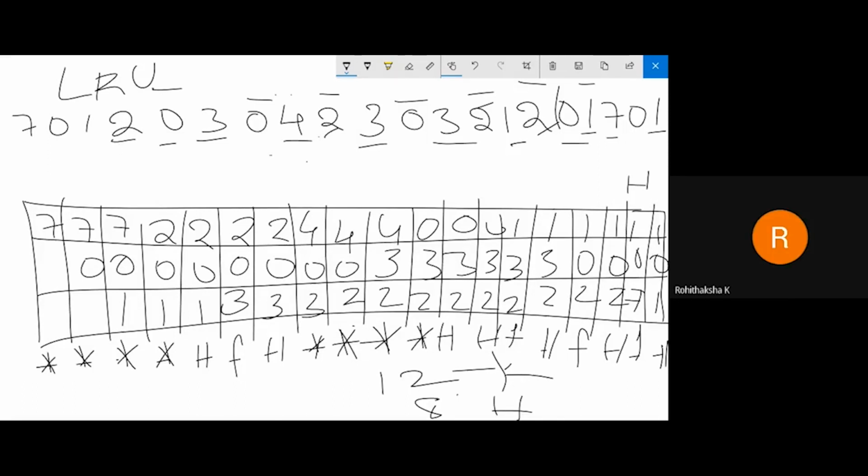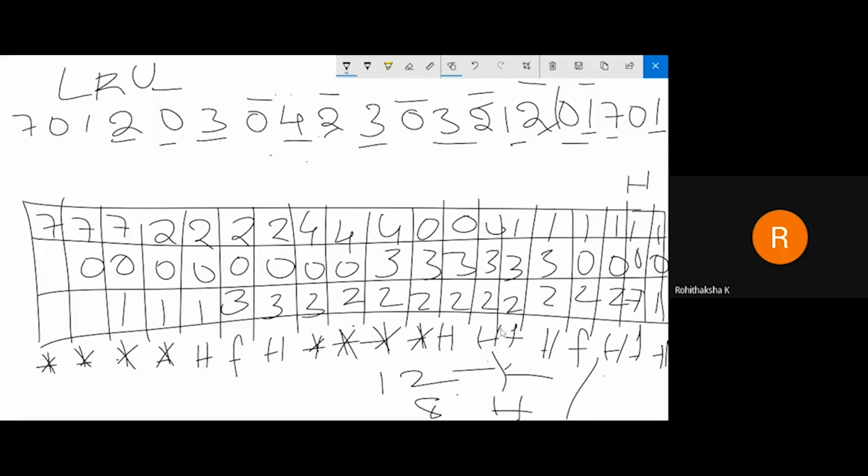So 1, 2, 3, 4, 5, 6, 7, 8. 8 will be the page fault. But in case of the least recently used algorithm, you can find that the hit ratio, compared to the optimal page replacement algorithm, is reduced, because there the hit ratio was 55%. Now it has been reduced by some amount.